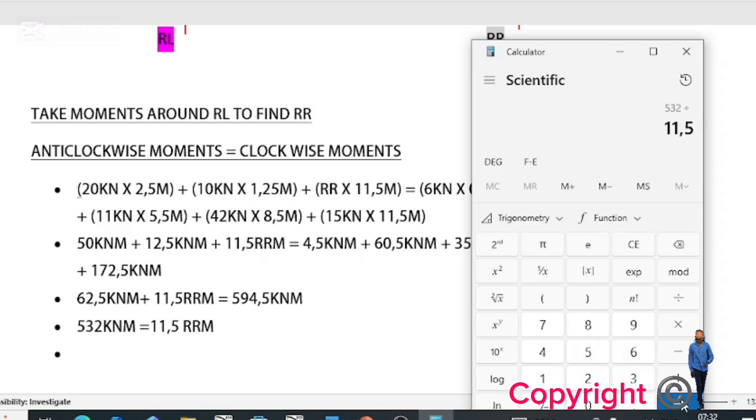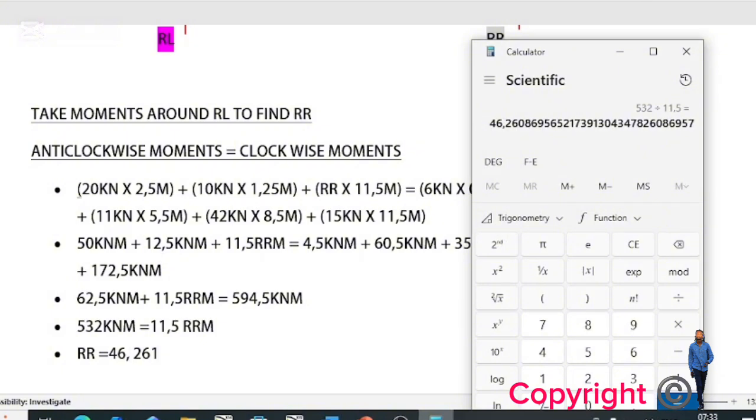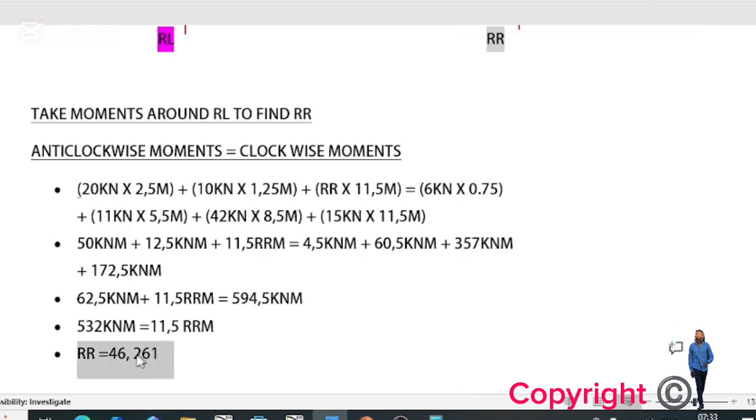So yes, 46.26. It means RR equals 46.261, just because we are using 8. Okay, this is our R, in kilonewton.